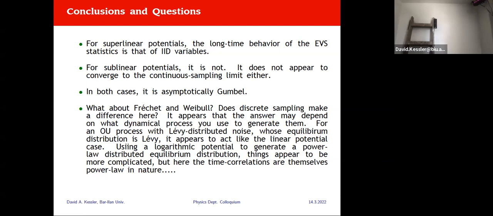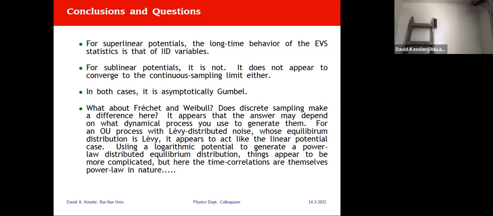So what we find is that for all potentials, for all forces that grow at infinity, so the potentials are superlinear, the long time behavior is always exactly that of the IID variables. So the correlations make no difference whatsoever for a long enough time, which is an amazing thing. For sublinear potentials, it's not, and we don't know exactly what happens.